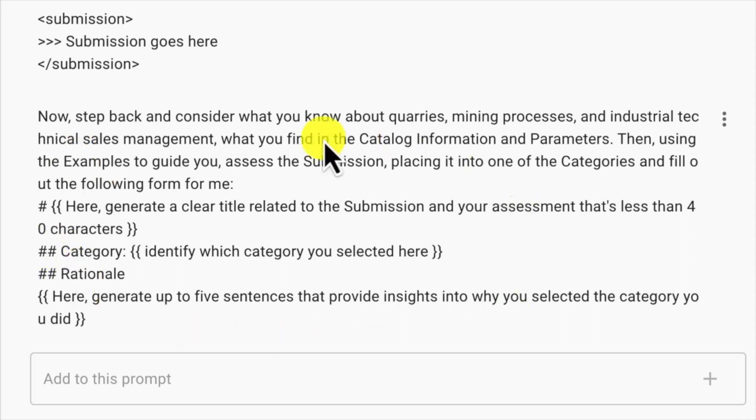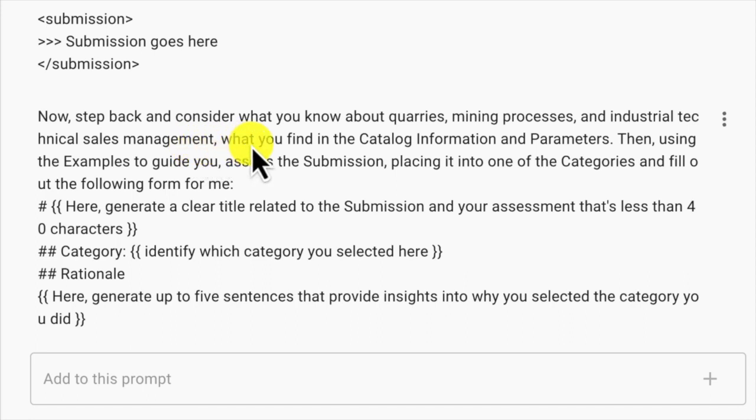This is the output area right here. You're going to see here that I'm using some natural language to tell the AI model to step back and consider what it knows about quarries, mining processes, and industrial technical sales management. Now, these are not things that we taught it in the prompt. We didn't talk about quarries or mining processes or industrial technical sales management. However, AI models are definitely trained on those topics. So by having the AI model step back and recall its training data, that is going to increase the accuracy and effectiveness of this prompt.